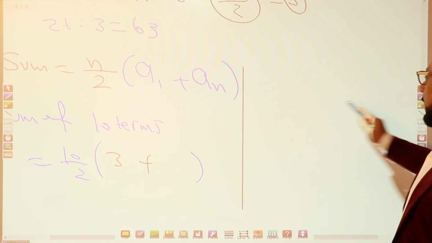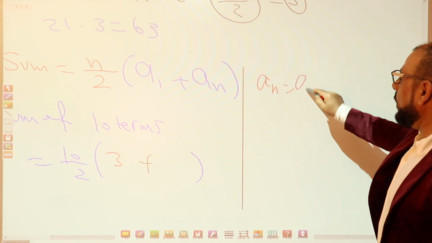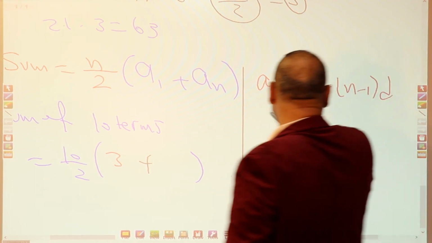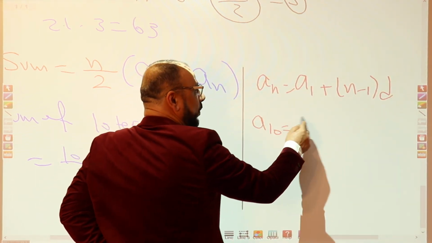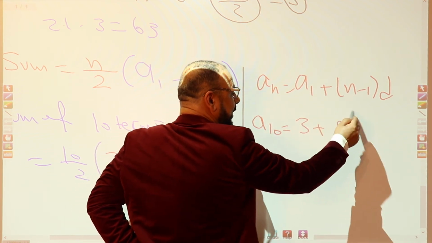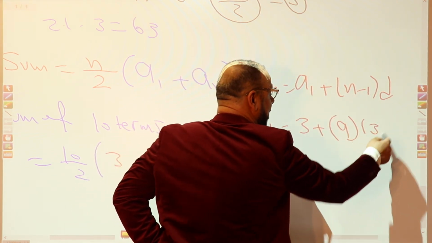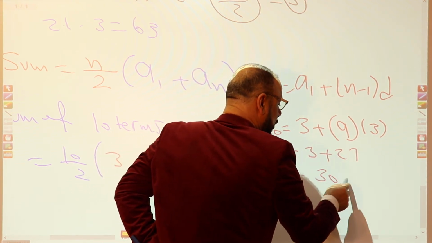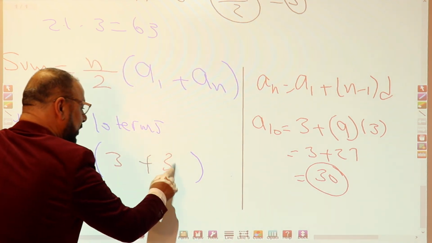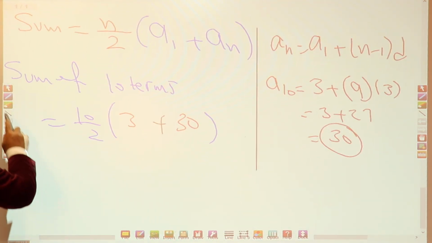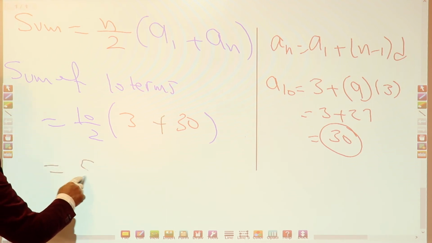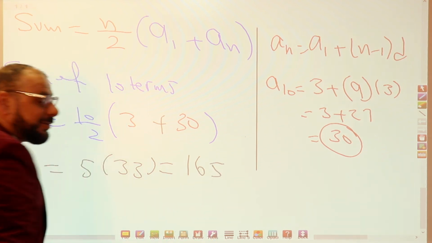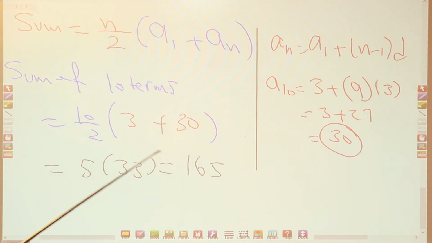Remind them, an is A1 plus n minus 1 times d, just to remember. Then A10: A1 is 3, times 9, because 10 minus 1 is 9, times 3. 3 plus 27 is 30, plus 3 is 33. 5 times 33 is 165. Good? You see how easy it is to find this way?